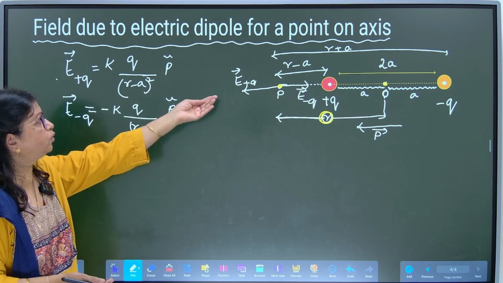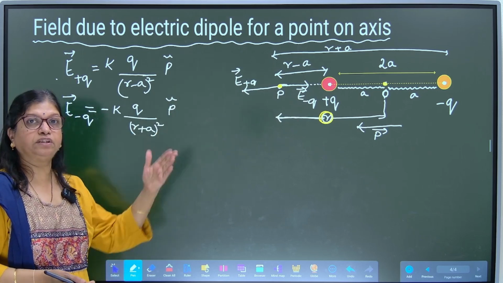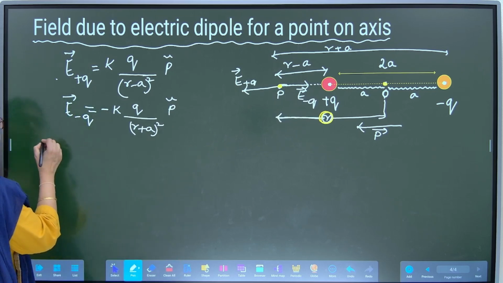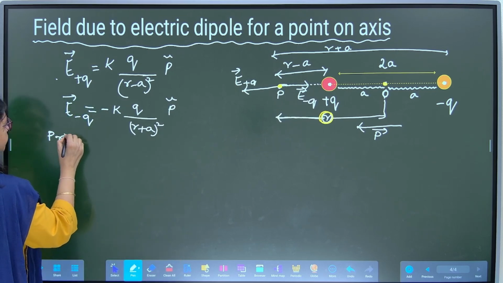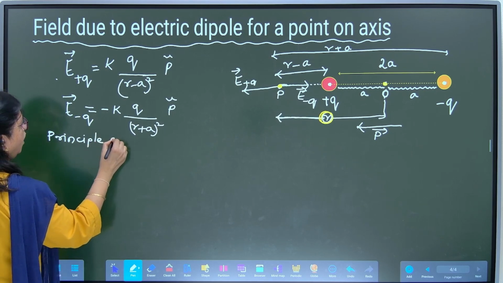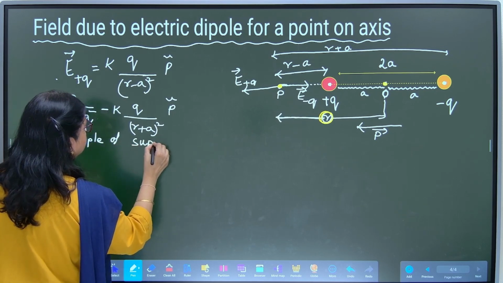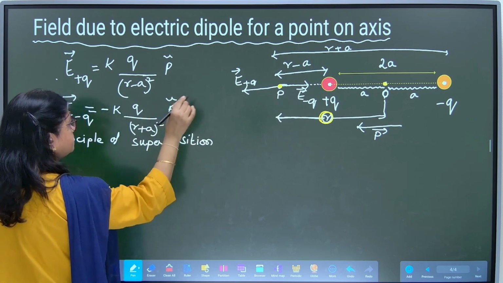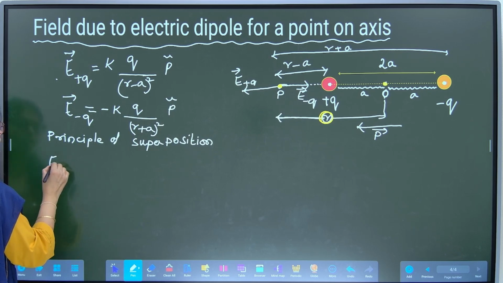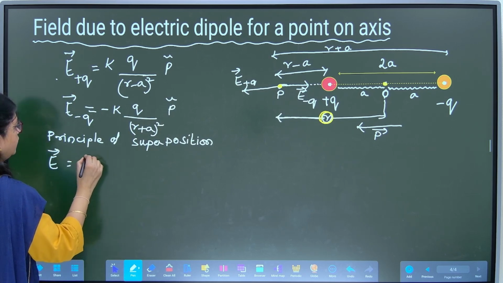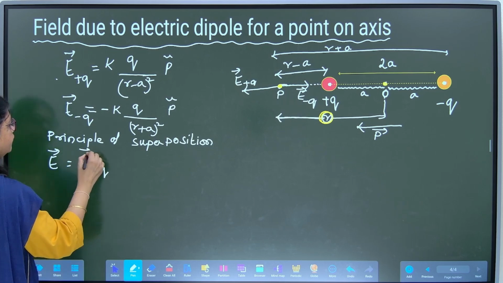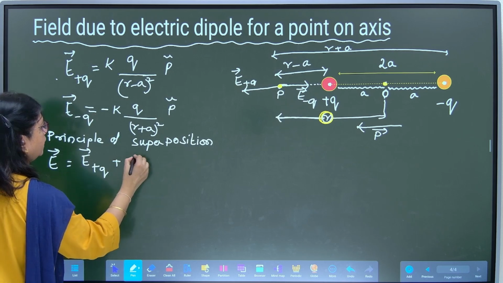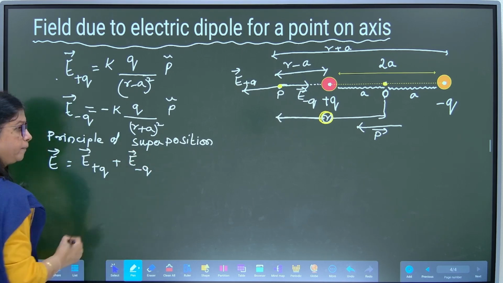Now, what is the total field or the net field at the point P due to the two charges? What should I write? Using the principle of superposition, at the point P, I write the total electric field E is equal to E plus Q. Plus, I have to add. My superposition is telling me to add only. So, I will add the electric field due to minus Q.